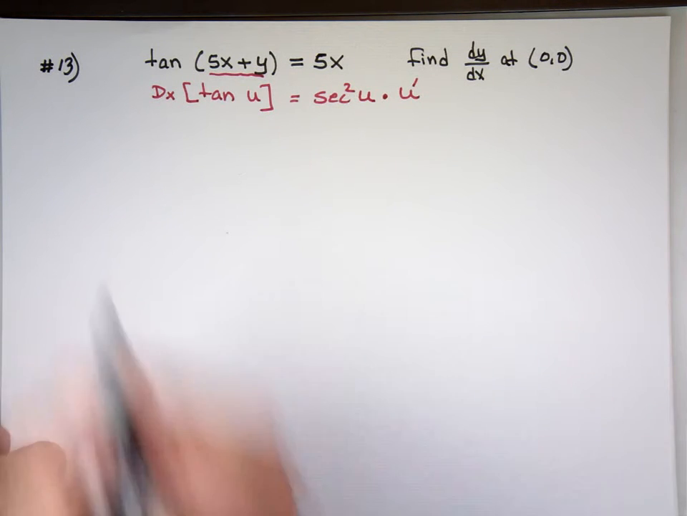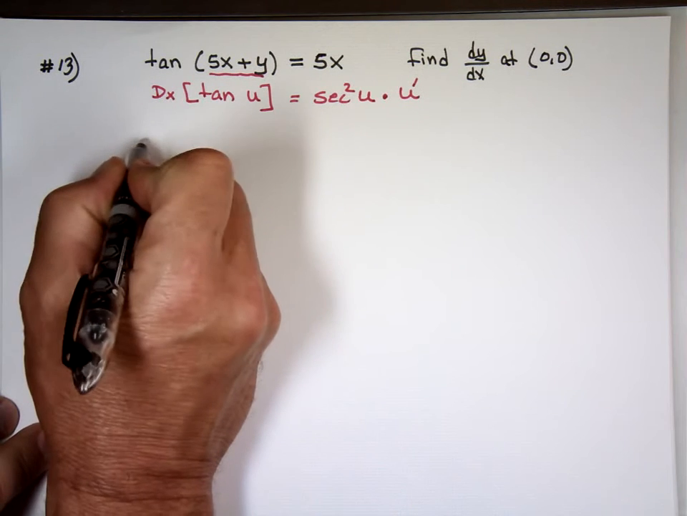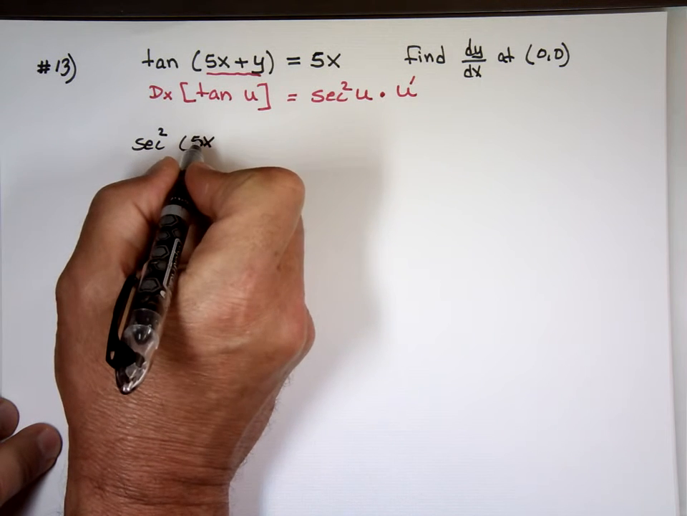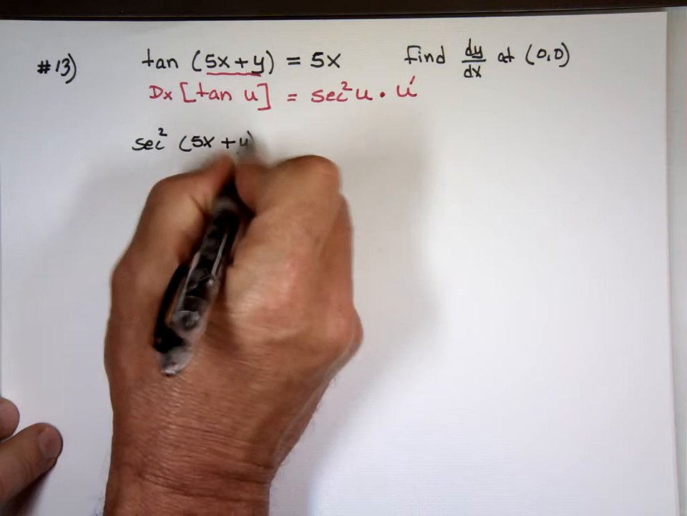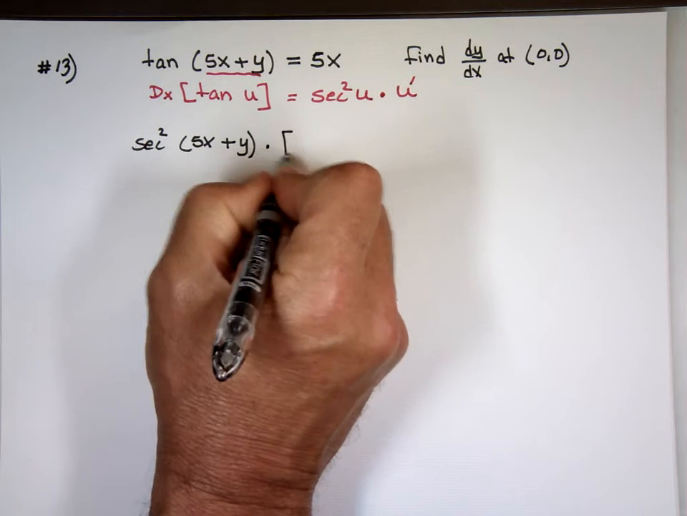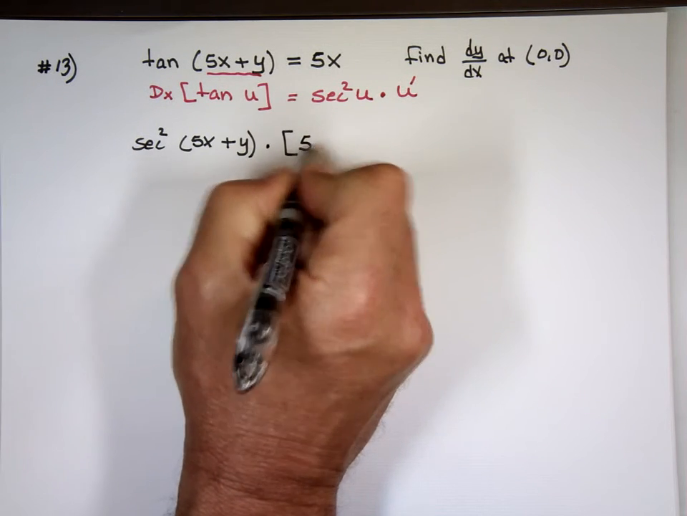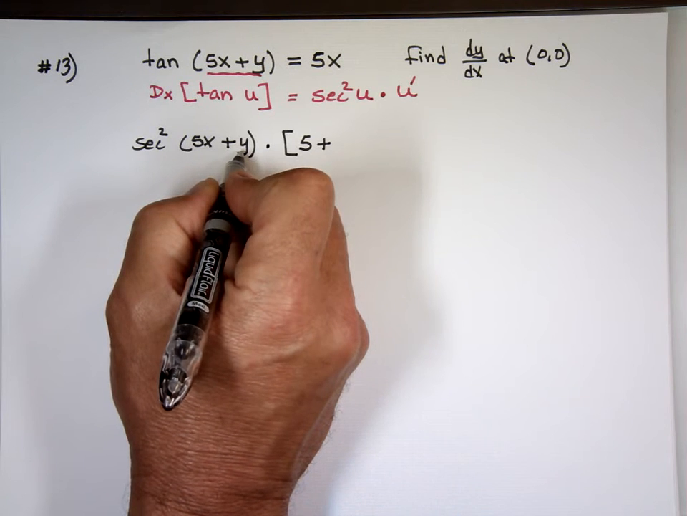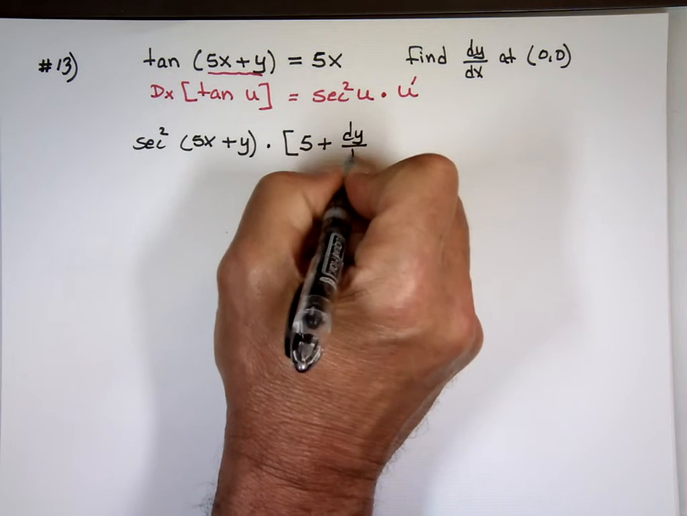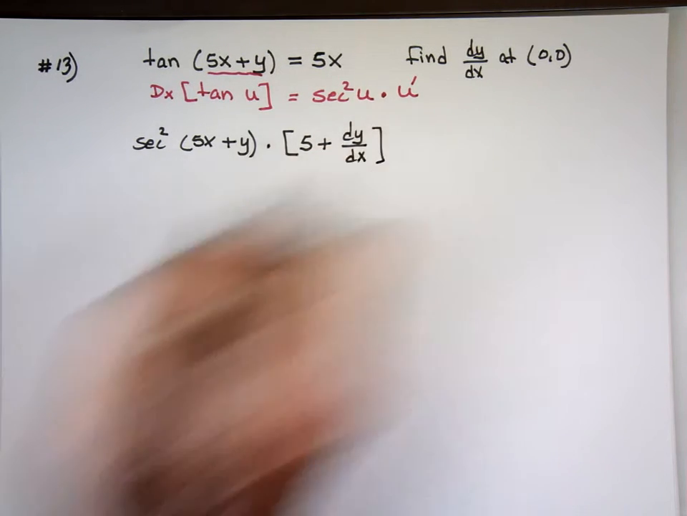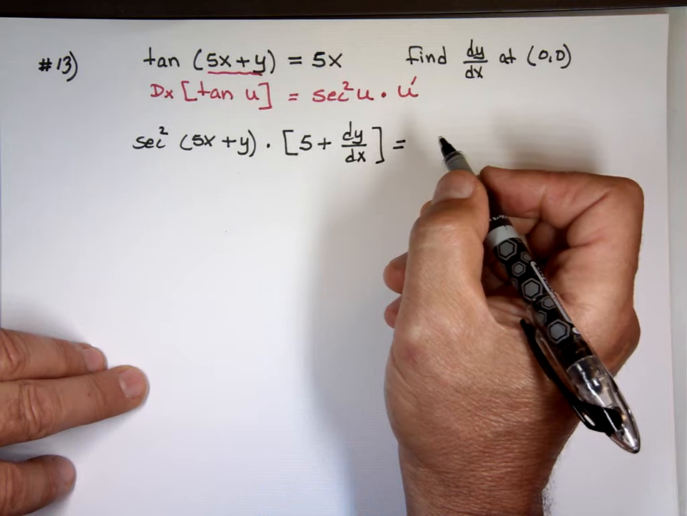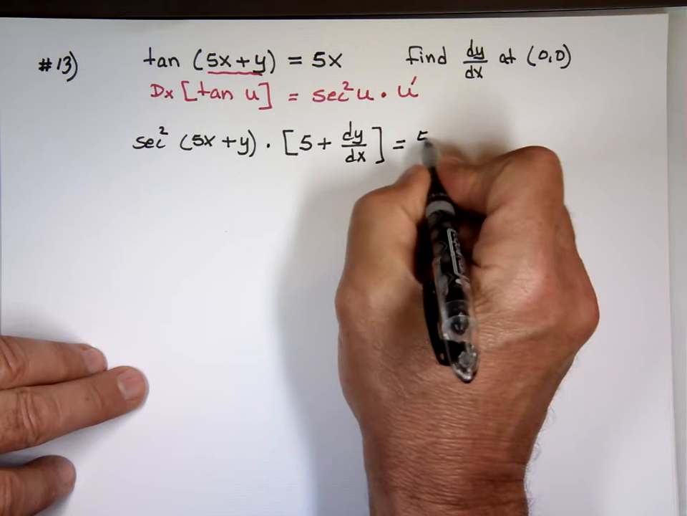So let's find the derivative. The derivative of tangent will be secant squared (5x plus y) times the derivative of what's on the inside. Well, what's the derivative of 5x? 5, plus what's the derivative of y? dy/dx, right? Equals, what's the derivative of 5x? 5.